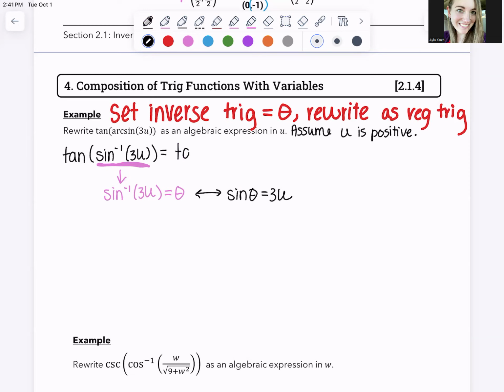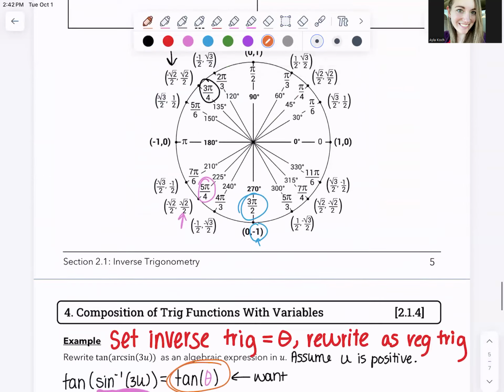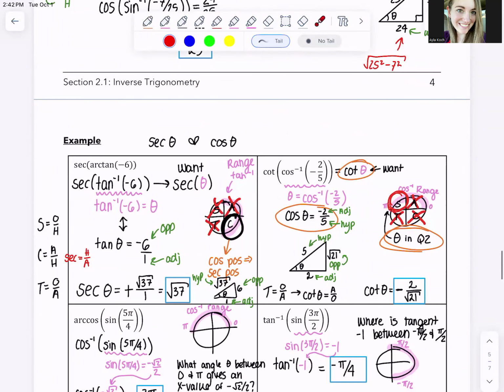We've simplified this statement. So instead of tangent of theta equals sine inverse of 3u, we said sine inverse of 3u is theta. So what we're really looking for is tangent of theta. So we want tangent of theta. Sine of theta is 3u. When we've done these problems before, they've all boiled down to a want, a ratio, and then a quadrant.